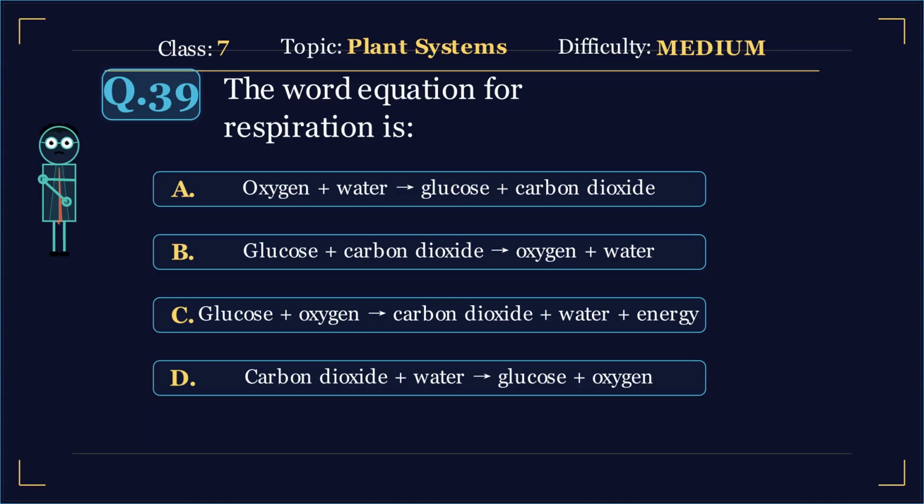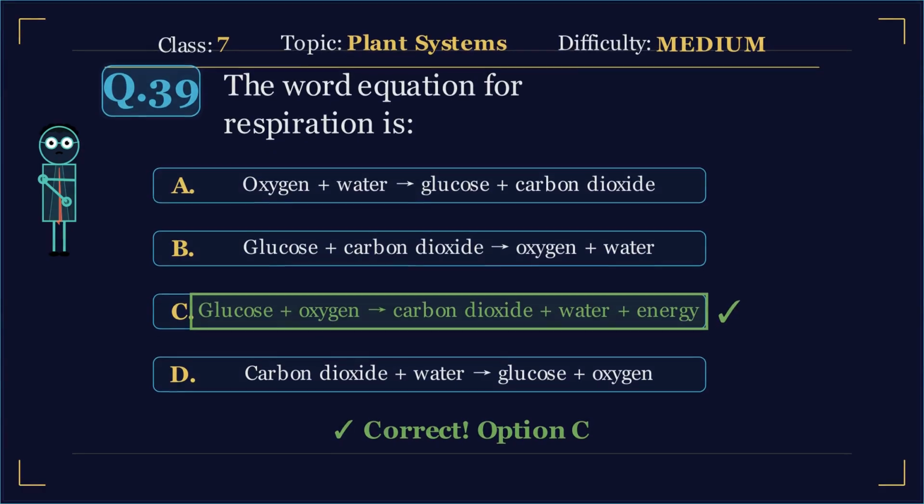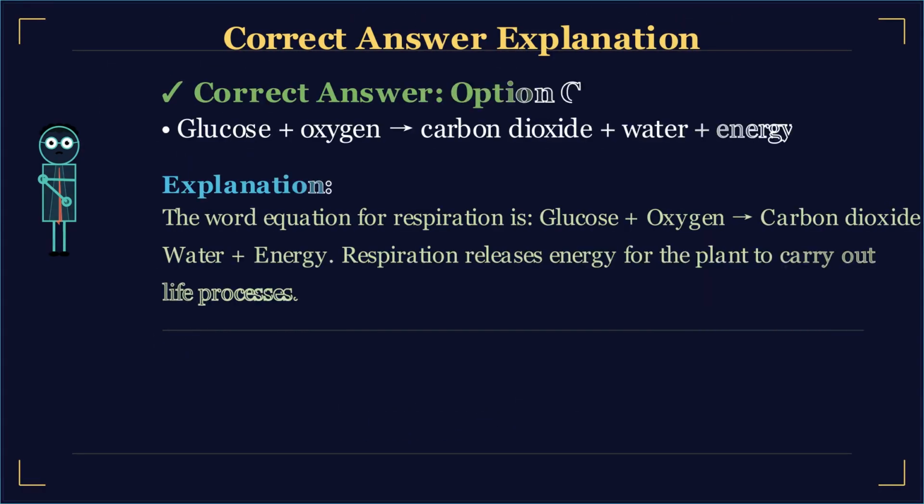The correct answer is option C. Here's the explanation for the correct answer. The word equation for respiration is glucose plus oxygen, right pointing arrow, carbon dioxide plus water plus energy. Respiration releases energy for the plant to carry out life processes.